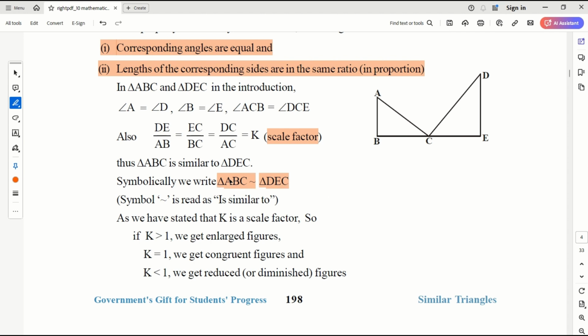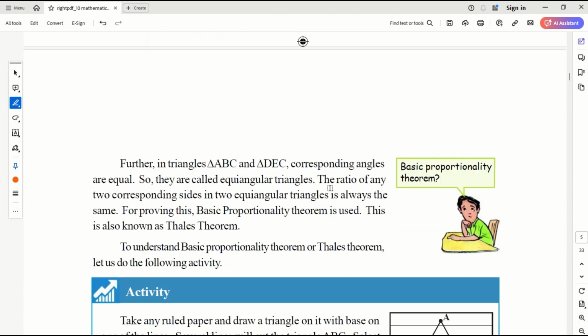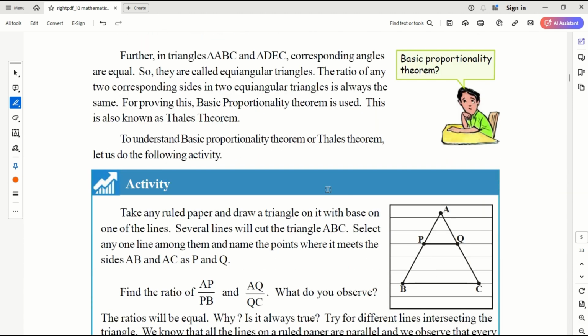Once you know this, you know the corresponding sides. The corresponding side of AB is DE. BC's corresponding side is EC. AC's corresponding side is DC. You will know this very easily. Now, in triangles ABC and DEC, corresponding angles are equal, so they are called equiangular triangles. The ratio of any two corresponding sides in two equiangular triangles is always the same.